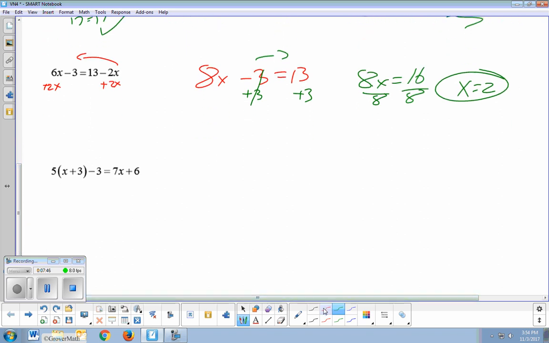Last one. Similar to the example we had up there, you see this parenthesis set. We know that this means 5 times this. Well, it's usually easier to get rid of any parentheses first. So I'm going to multiply this distribution out. That's 5 times x is 5x, and 5 times 3 is 15. Then I have a minus 3 equals 7x plus 6.